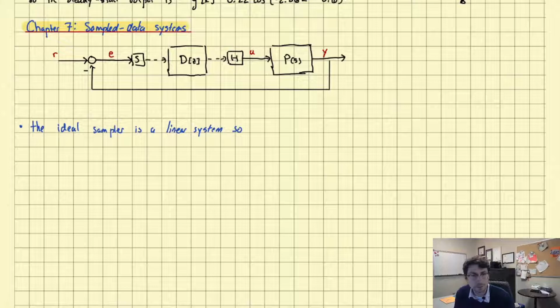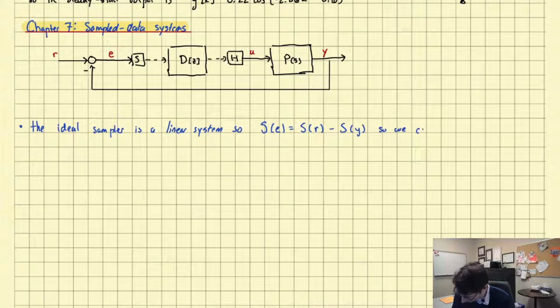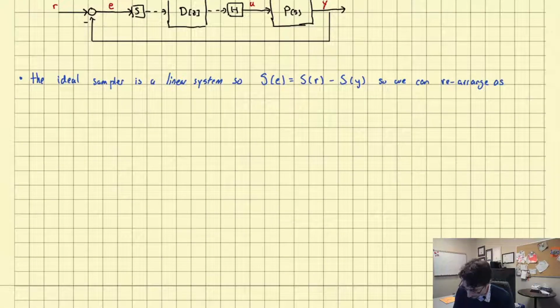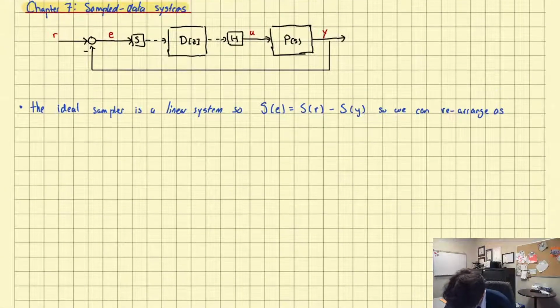So when we talk about taking the sample of the tracking error, it's the same as taking the sample of the reference minus the sample of the output, which means I can move that S block easily past the negative feedback junction. So we can rearrange as the following diagram.